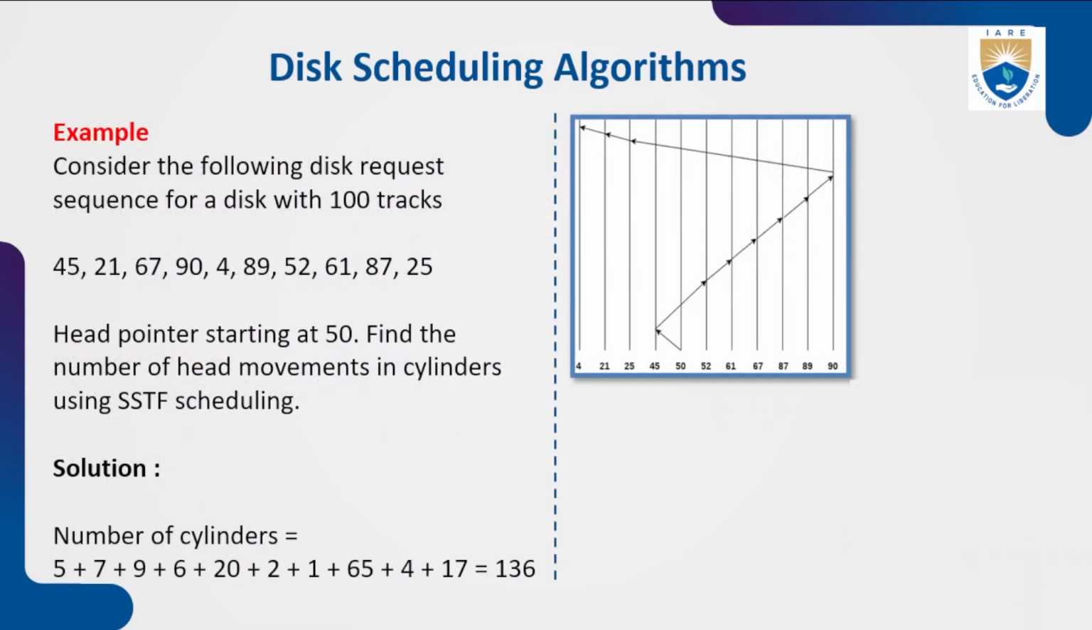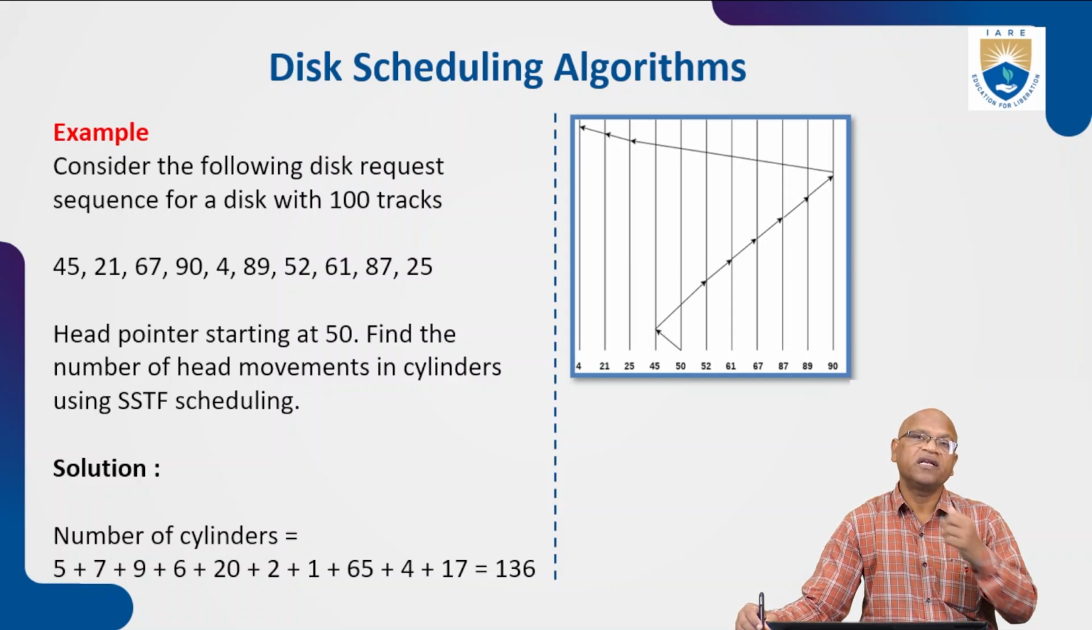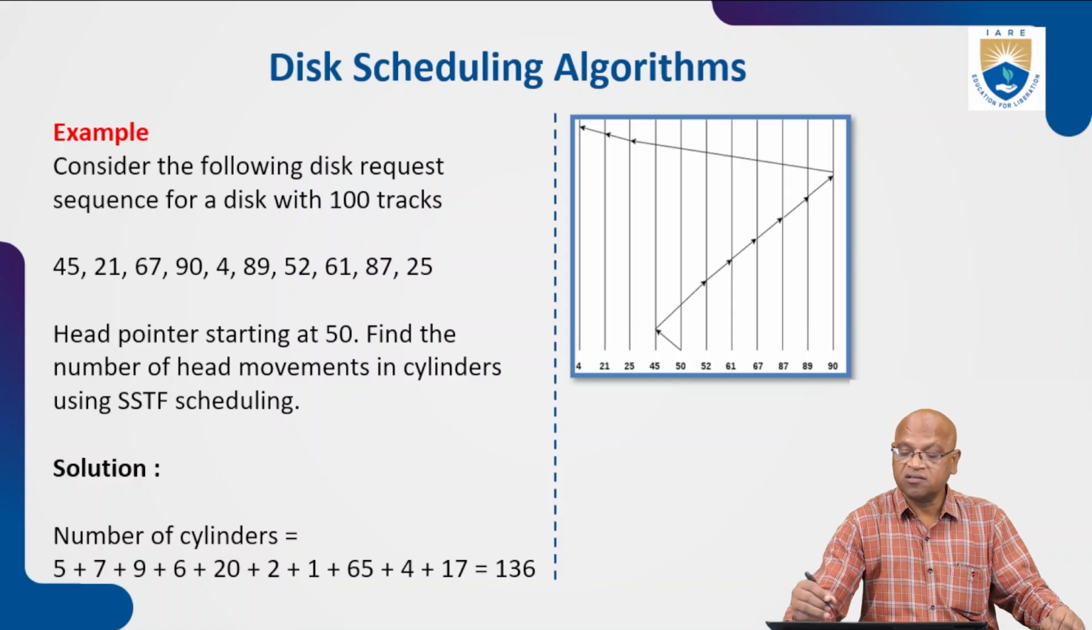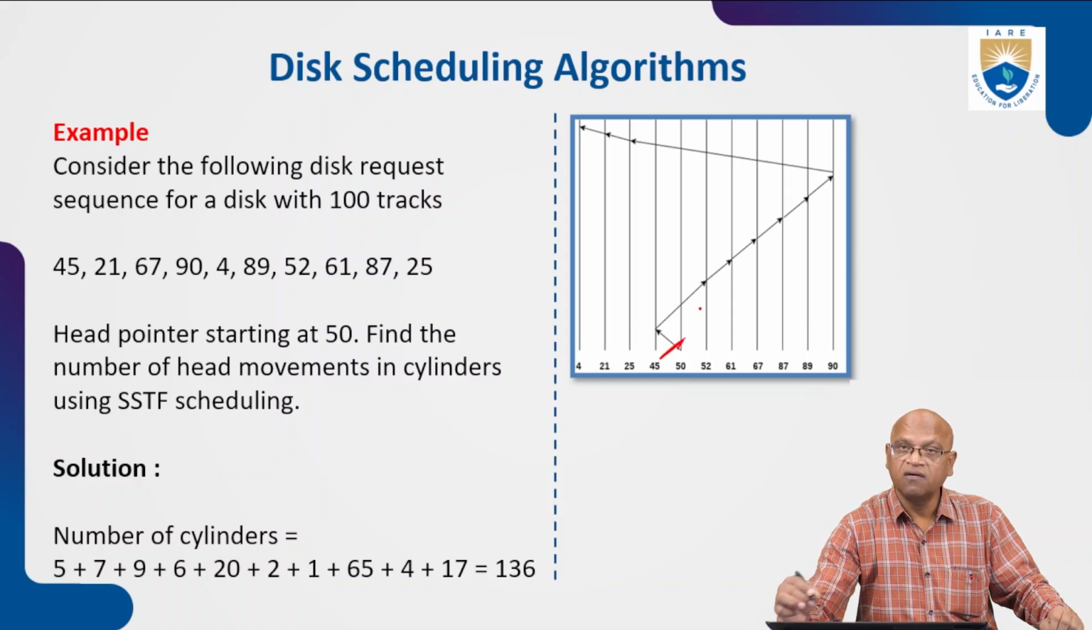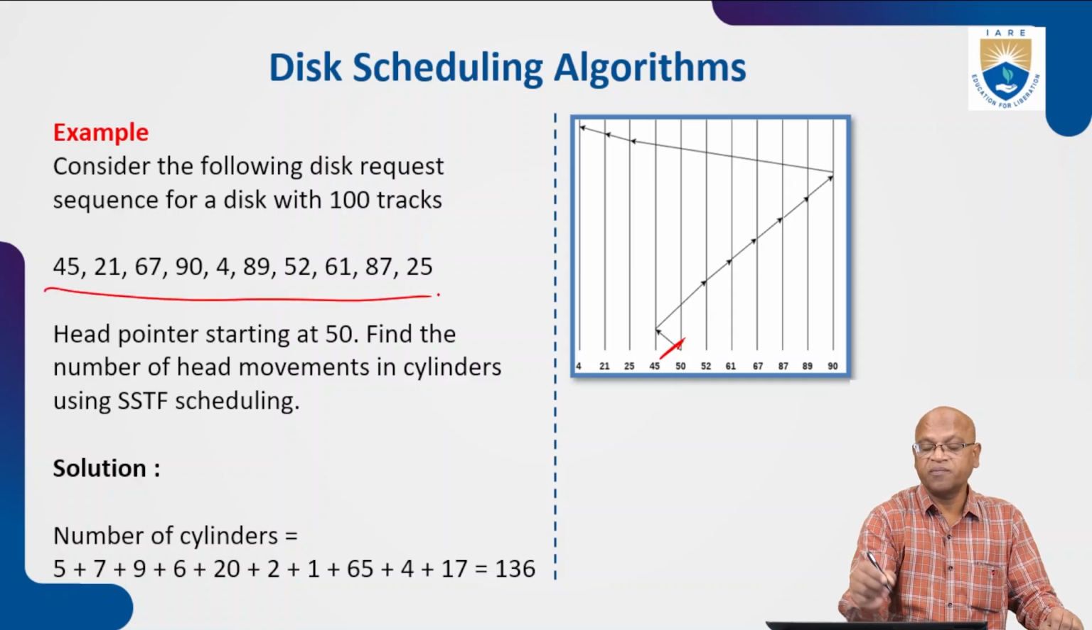If you look at this one, the disk algorithm of SSTF, consider the following disk request sequence of a disk with 100 tracks: 45, 21, 67, 94, 89, 52, 61, 87, 25. Here the pointer is starting at 50, and these are the requests that are made.